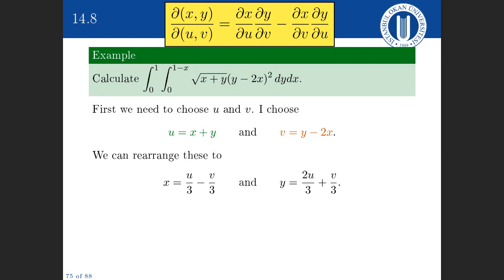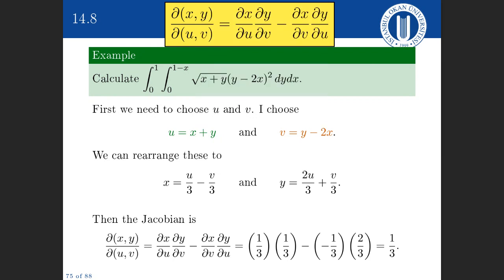I need the Jacobian of this coordinate transformation. So I do dx du, dy dv minus dx dv, dy du. 1/3, minus a third, 2/3. And that is equal to 1/3. So that's the Jacobian done. The other thing we need to do is we need to change the limits of integration.